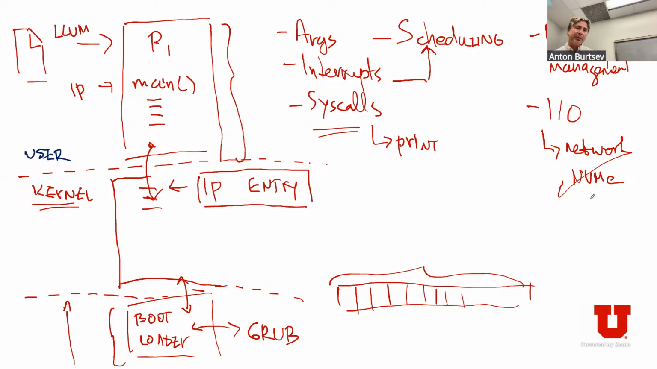So let me think what we missed. So interrupts will help us to support scheduling. We need scheduling. We need system calls to enter the kernel to print something and maybe communicate with device drivers. We need some memory management to allocate physical resources.